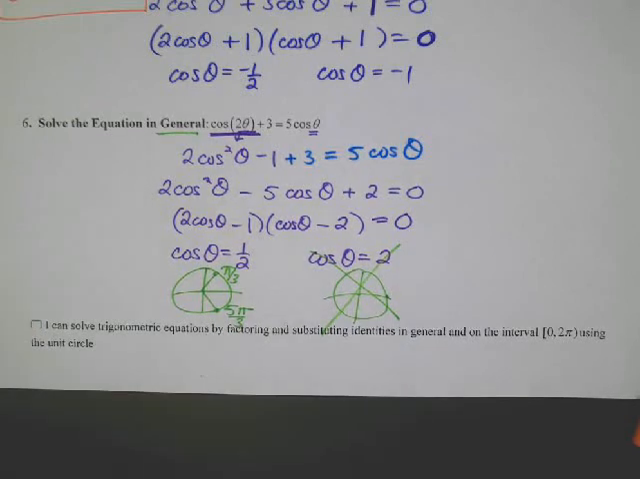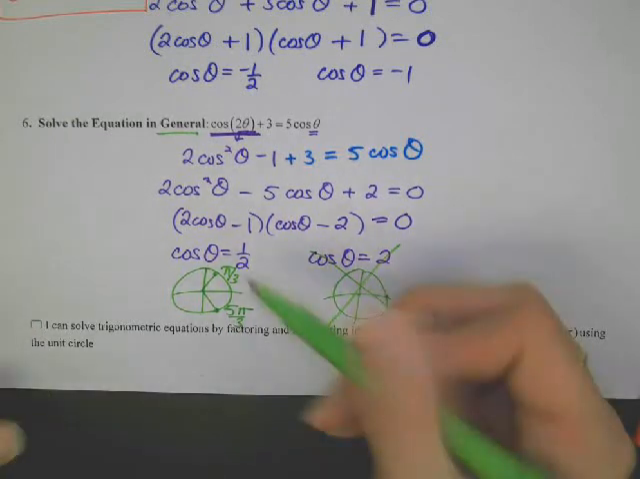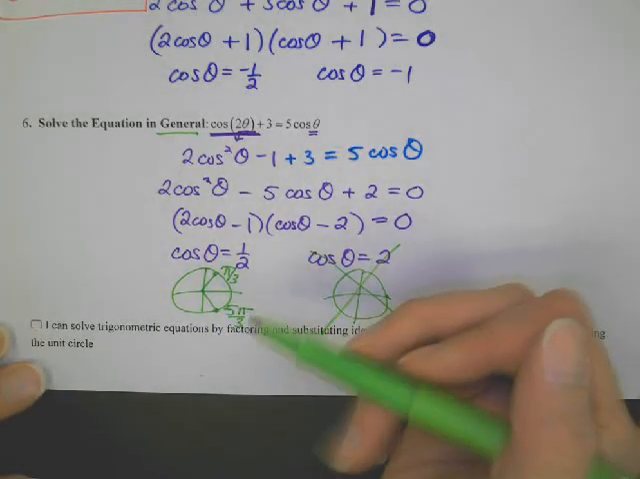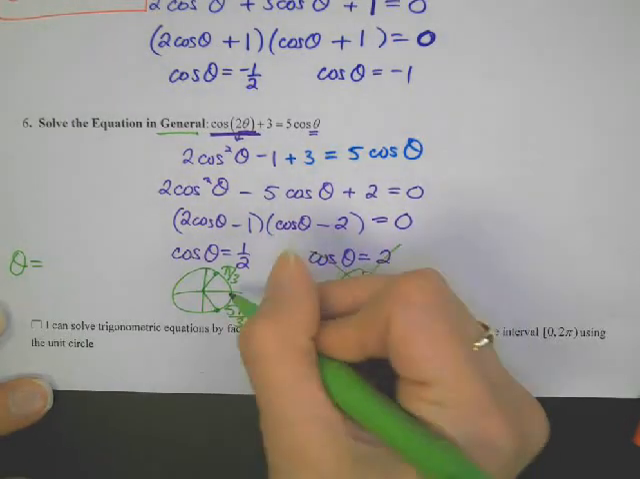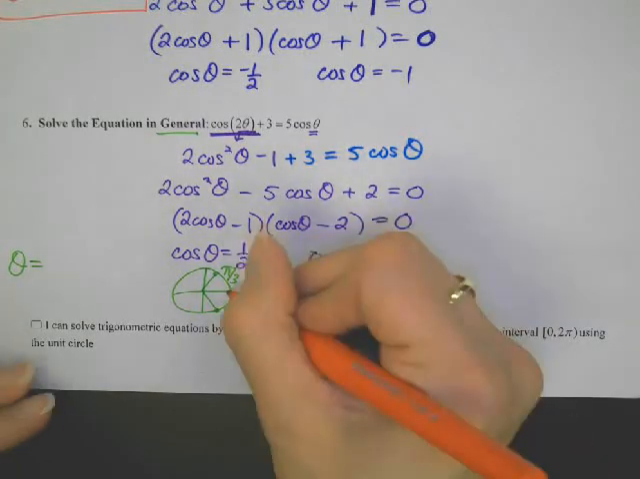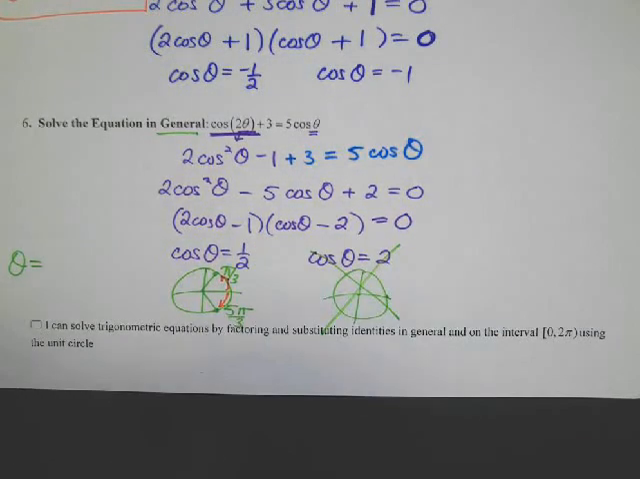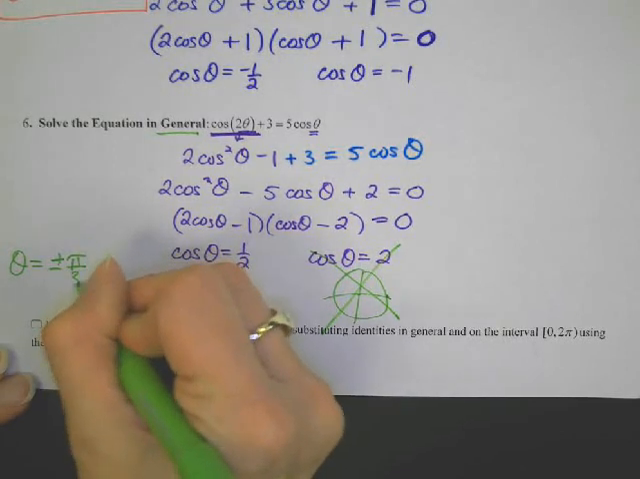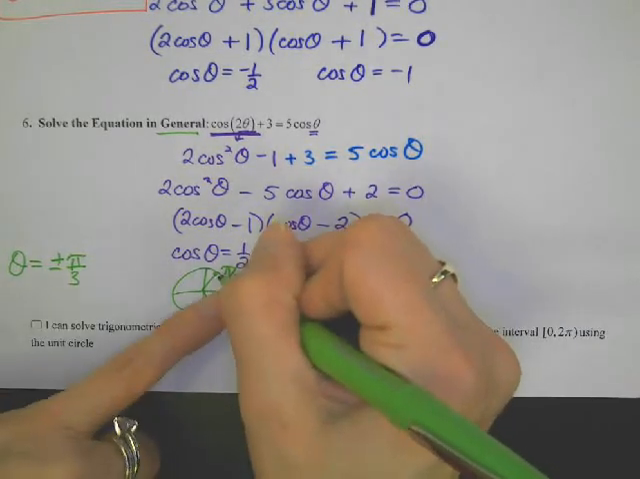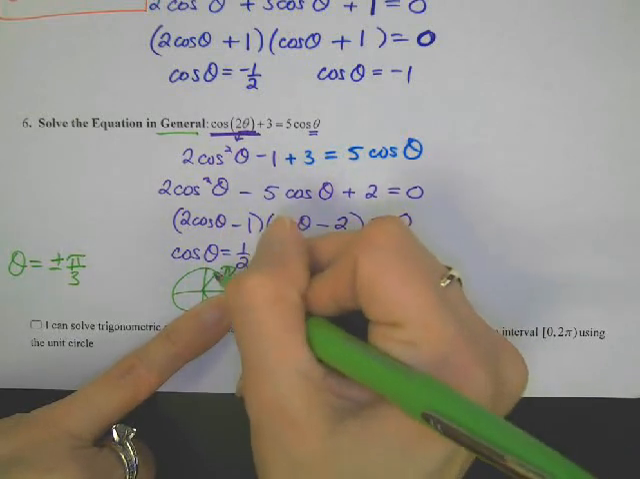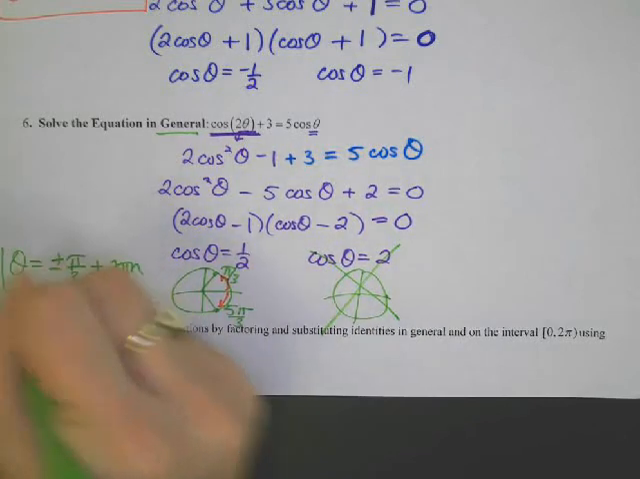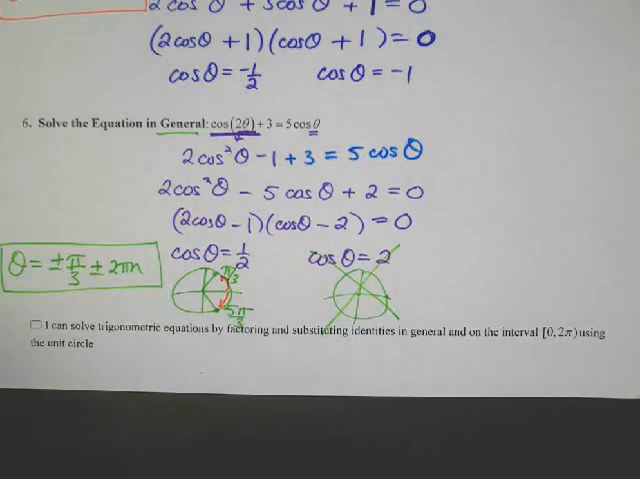Since it says in general, I need to make an equation. Since they're equidistant up and down, I can actually write one equation. So I'm going to say, if you decide to go up or down, how much? Pi over 3 plus or minus pi over 3. After you decide to go up, then you're going to swing all the way back around to it, plus or minus 2 pi n. That is the only equation as the answer for this problem.